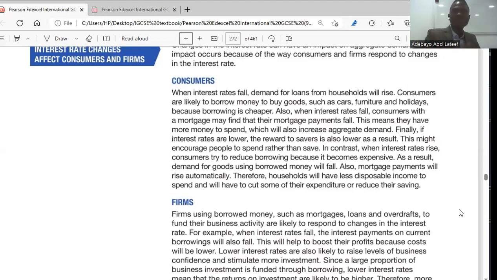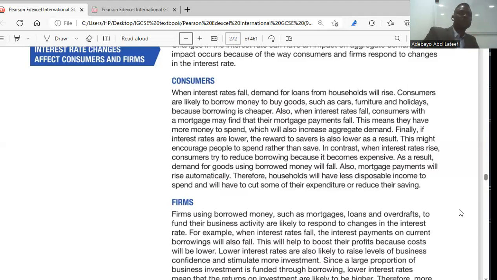The purchasing power for consumers will rise. They'll be able to purchase as much as they can. Those that take mortgage loans will be paying a lower interest rate. Even if they are still paying the constant rate, it's going to be lower because the interest rate is lower, and it's automatic. As a result, they're going to have more money to spend. Because they are paying less interest on loans, their disposable income would rise.